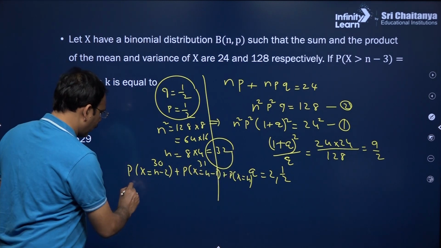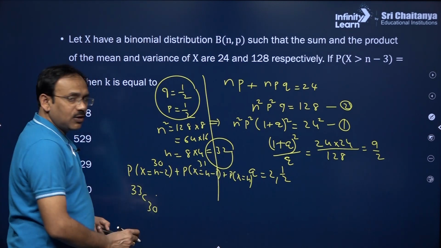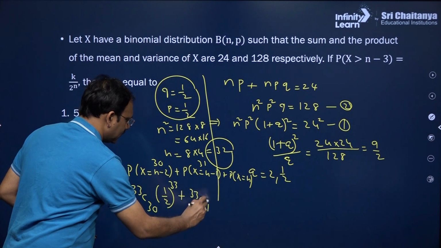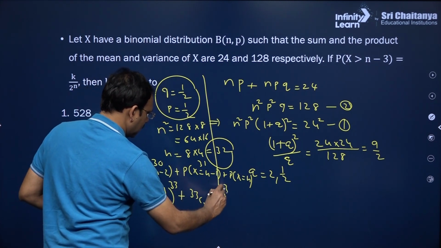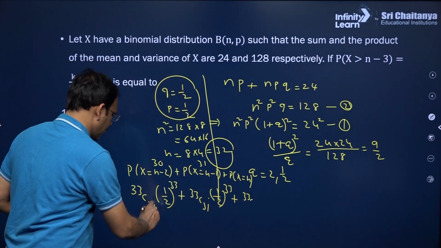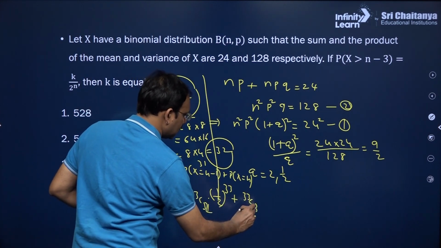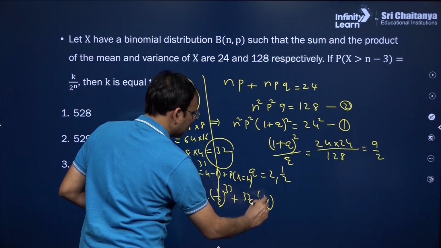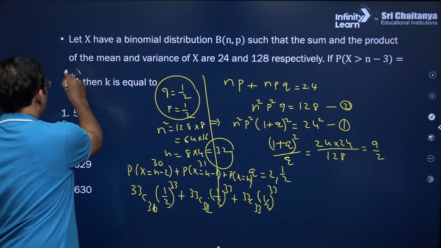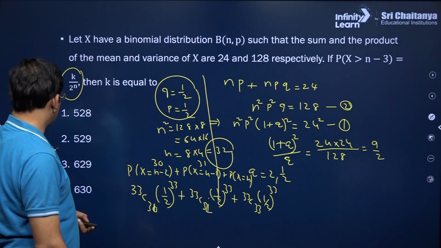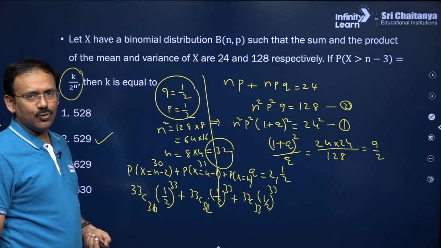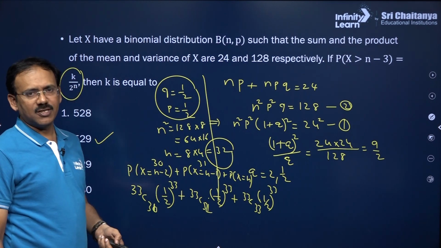So, friend, this is 33C30 into anyhow (1/2)^33 you will get, plus 33C31 into (1/2)^33, plus 33C32, 33C33 into (1/2)^33. You just simplify this, my dear friends, you are going to get the probability which is given as k by 2 power n. So k value is going to be, my dear friends, from this 529 you are going to get. n is already 32, that is all. So just a matter of simplification, dear friends.